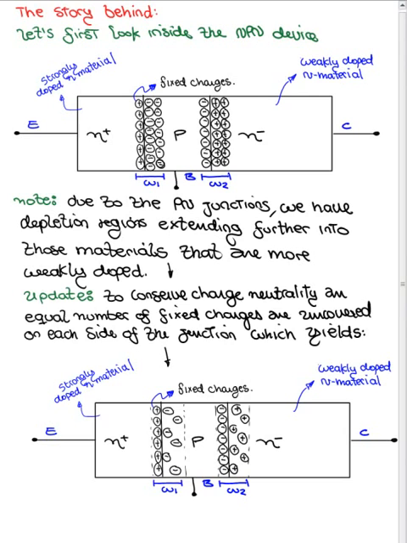It extends farther into those materials that are more weakly doped, like we said here. Alright, so now we want to do the same thing that we did in the other videos. We want to apply voltage bias to this BJT and see how it performs, right? So now let's apply some test voltages.